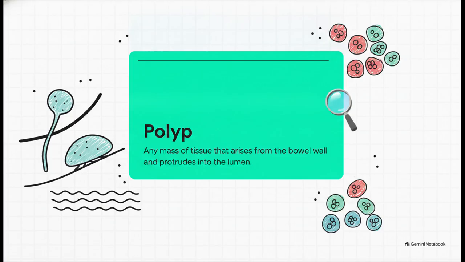If they're attached to the surface by a narrow, elongated stalk, they're called pedunculated. If they don't have a stalk and they attach directly, lying kind of flat or dome-shaped, they're sessile. But the real diagnostic power lies in figuring out whether they are non-neoplastic or neoplastic.